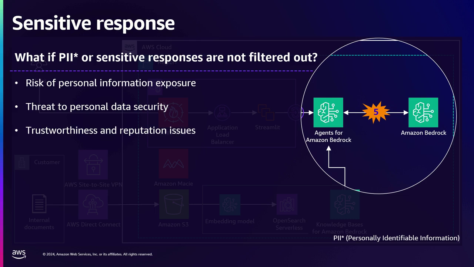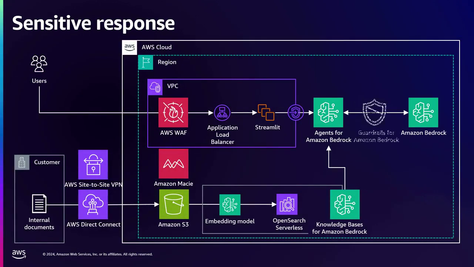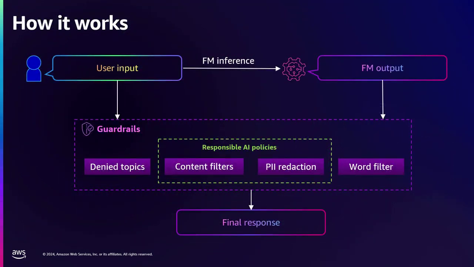However, the recently released Guardrails for Amazon Bedrock feature makes it more secure and easier to filter answers by implementing responsible AI. Guardrails for Amazon Bedrock filters out harmful content from Amazon Bedrock's answers. Here's how it works. User input and foundation model output are not passed directly, but are filtered through guardrails in between them. The answers are filtered by the preset denied topics, content filter, PII redaction, and word filter before being displayed.